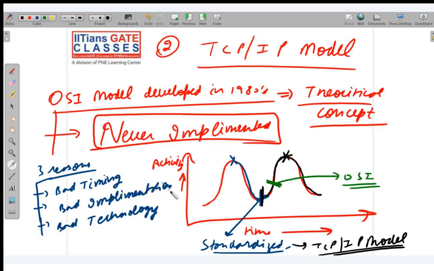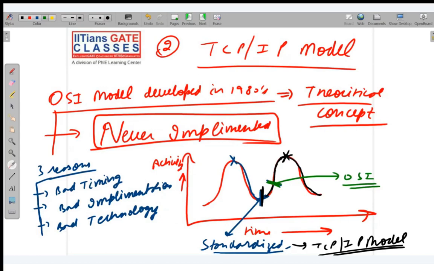Third was bad technology. Bad technology means the techniques were not good. Like the transport layer is doing error control and flow control. The data link layer is also doing error control and flow control. And some layers are very overcrowded. Like the data link layer is doing many functionalities. The session layer is doing only 2-3 functionalities. Some are overcrowded, some are less crowded, and so on. That was bad technology. That's why this model failed.